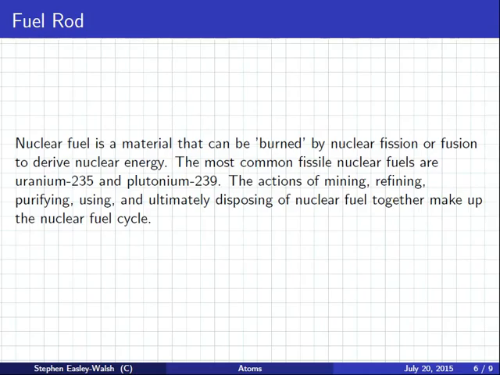Different countries do different things. In the UK, they have a plant at Sellafield, which tries to clean the fuel up. In France, they put the used fuel into concrete and bury it underneath the ocean floor. So there are different strategies to deal with the waste that you get from a nuclear power plant.